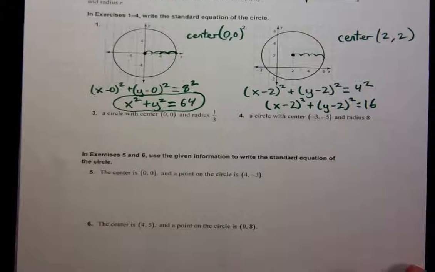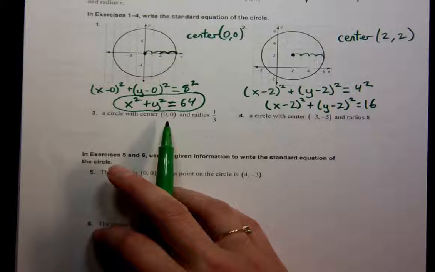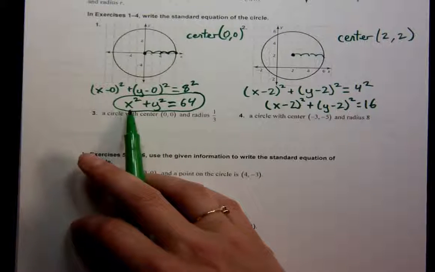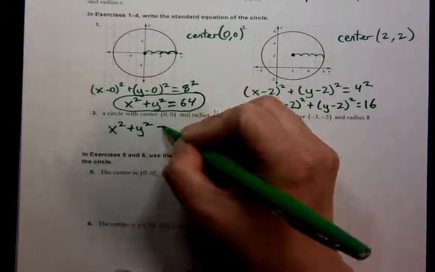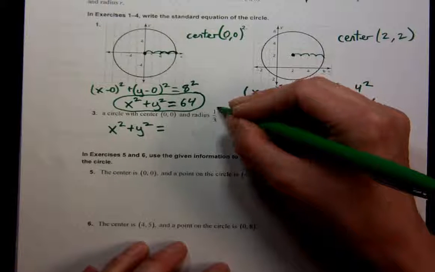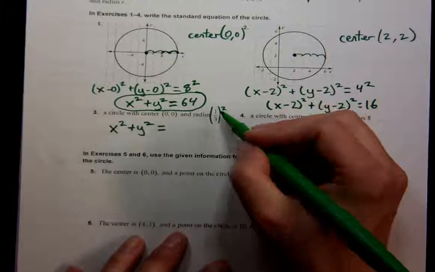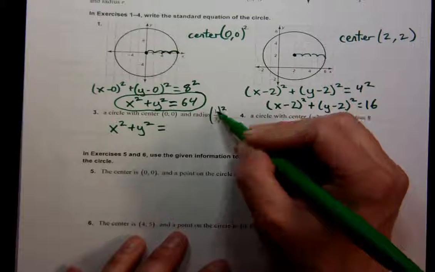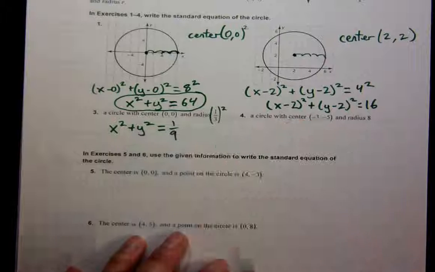Okay, so this next part is even simpler. It tells us the center and the radius. So if the center is (0, 0), what does that simplify to? It's just my x squared and y squared, right? And who knows what 1/3 squared would be? Anyone know how to square a fraction? You could put it in the calculator, or we'll square the top, square the bottom. So what's 1 squared? What's 3 squared? Yeah, so it's just 1/9. That's it.